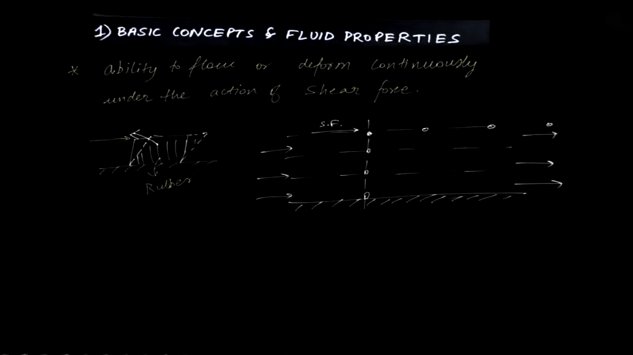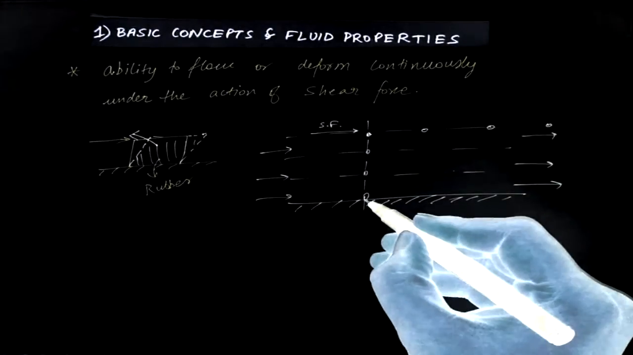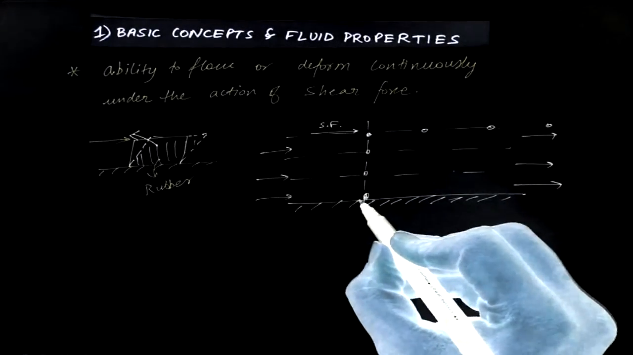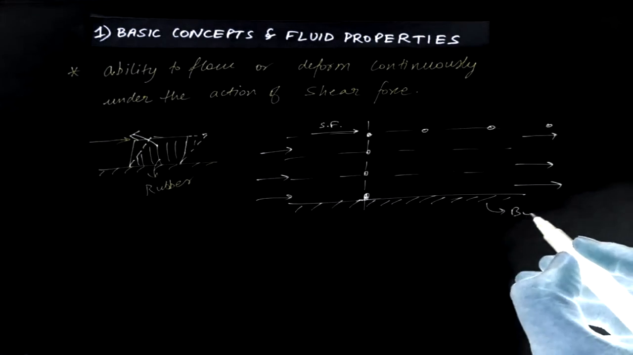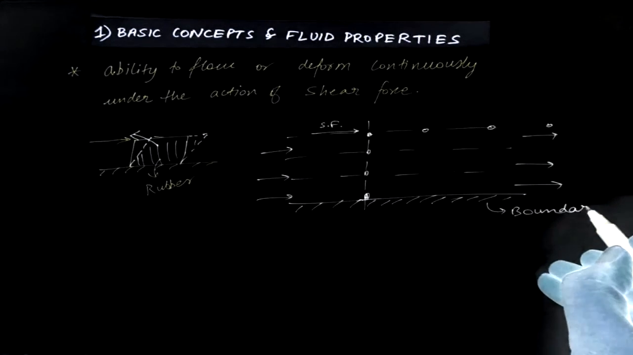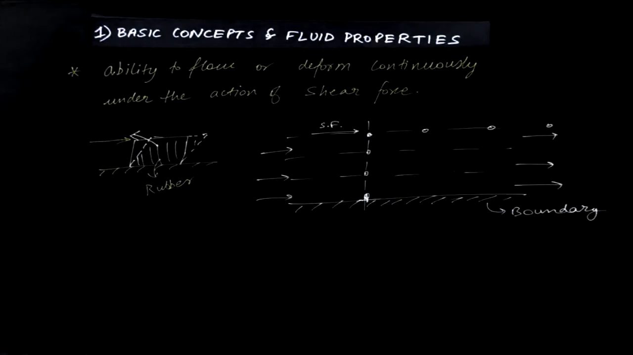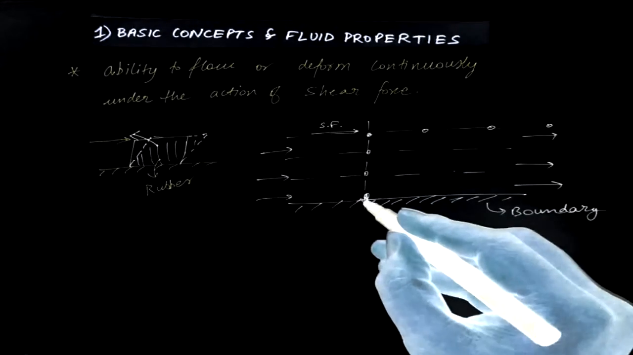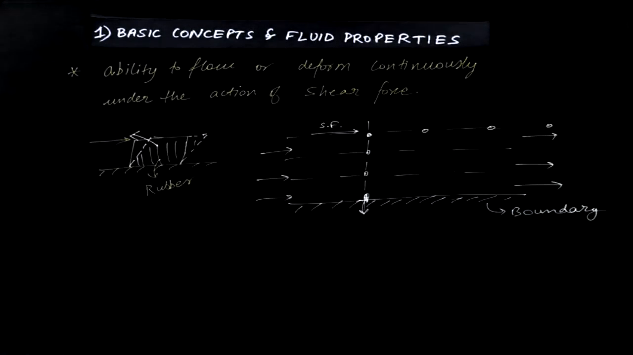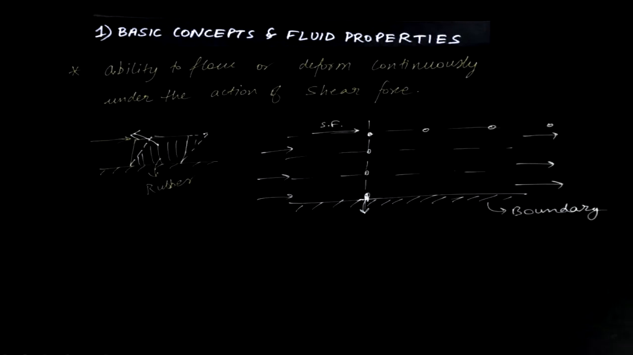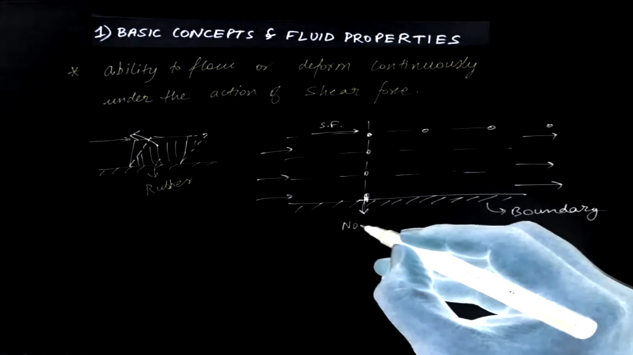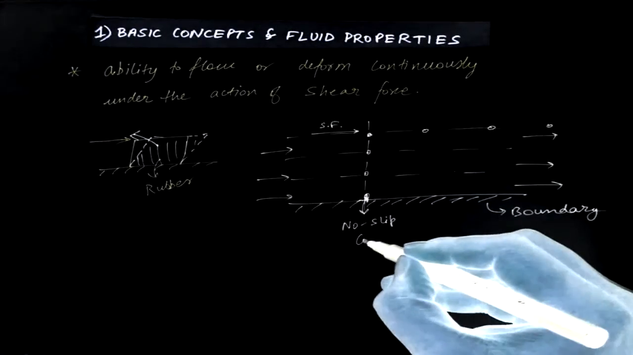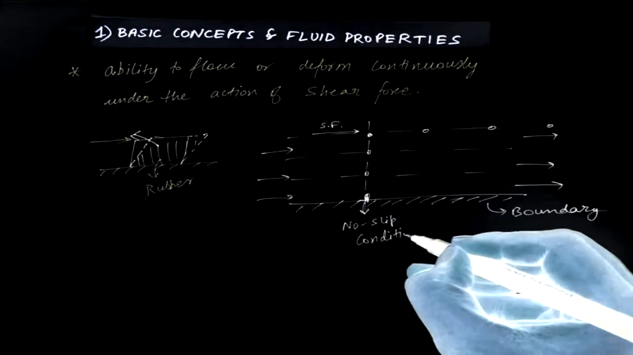Fine. Now if we watch closely at these molecules, this molecule is in contact with this boundary. This is a boundary. This molecule is in contact with the boundary, so at this point we assume that this molecule will not be moving. So at this point there will be a no slip condition.